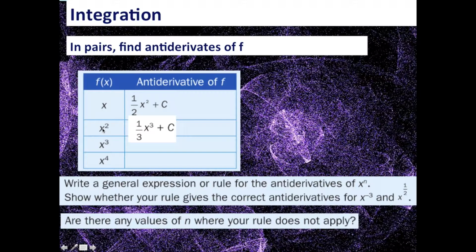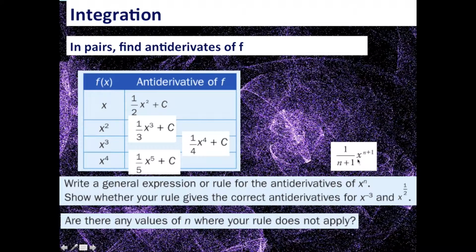So x squared, if we want to end up with x squared, we know that the antiderivative is going to involve x cubed, because if I differentiate x cubed, I will get 3x squared. I don't actually want 3x squared, I only want x squared, so I'm going to have to multiply by a third. And again, add the constant. Similarly, x cubed, I know that it's going to have to involve x to the power 4, because if I differentiate x to the power 4, that will give me 4x to the power 3. Again, I don't want 4x cubed, so I'm dividing by 4 here. And similarly, x to the power 4.